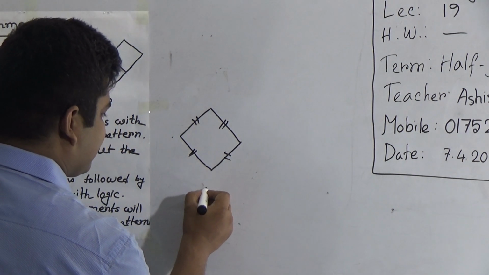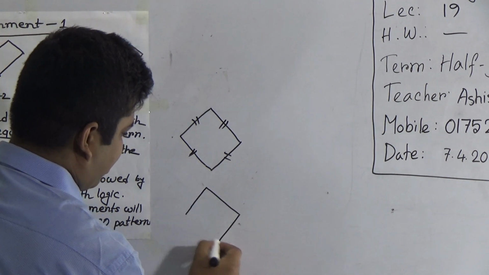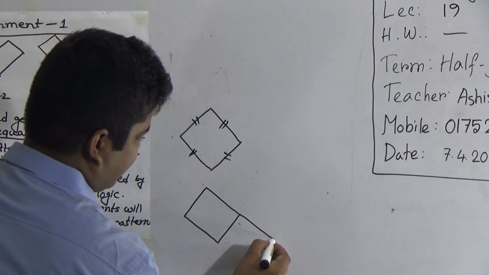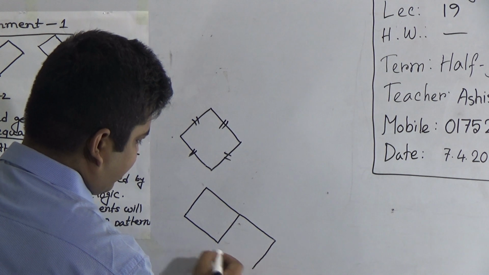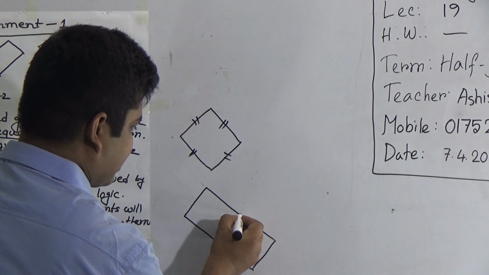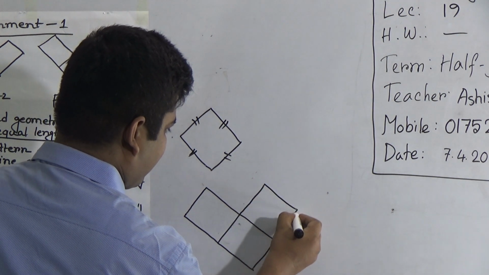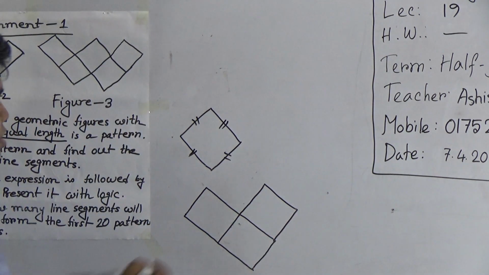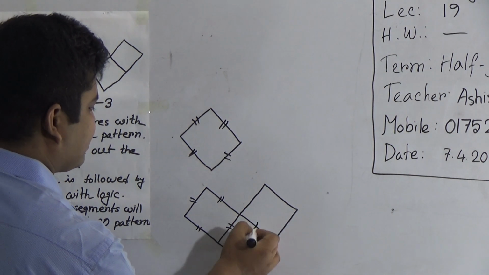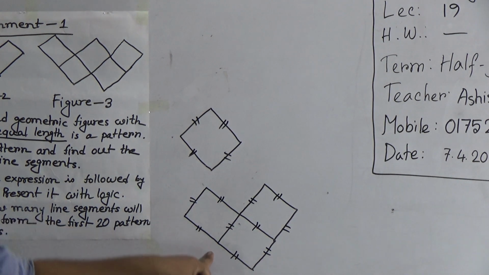Second figure, how can we draw the second figure? Notice, at first we draw a square, then draw another square equal to the previous one. Then we draw another figure just like this one. All the sides are equal here, all the sides are equal here. Make sure all the sides are equal here. This is figure number 2.